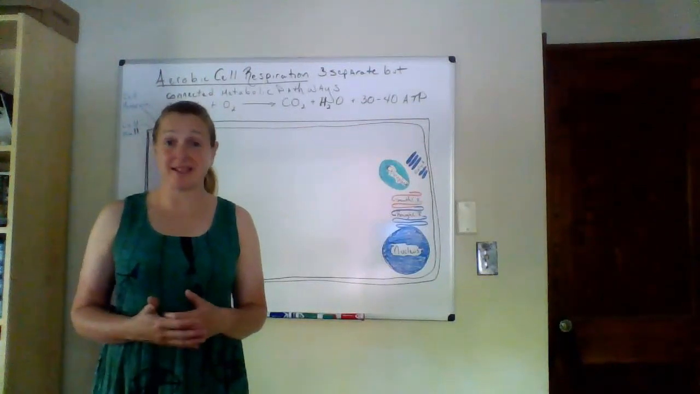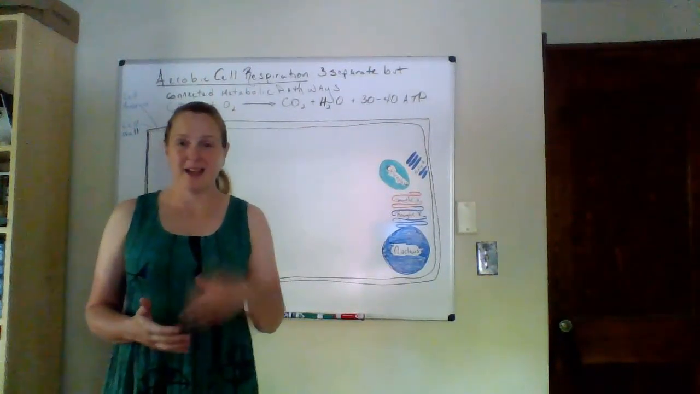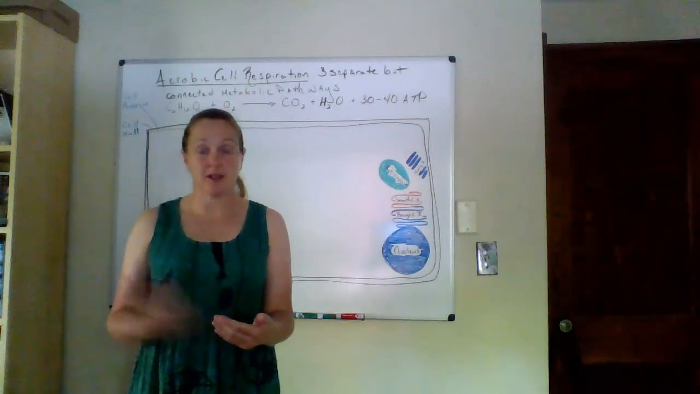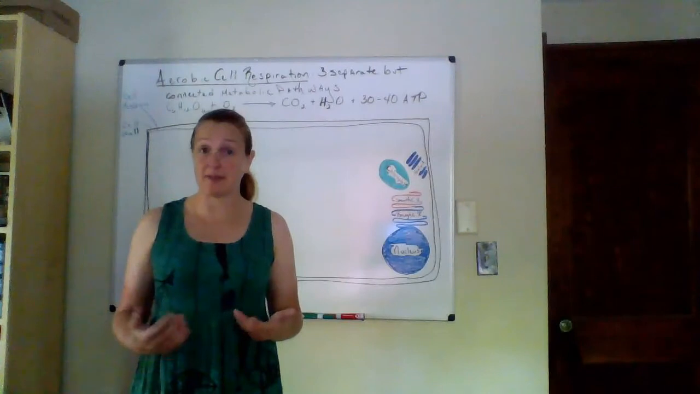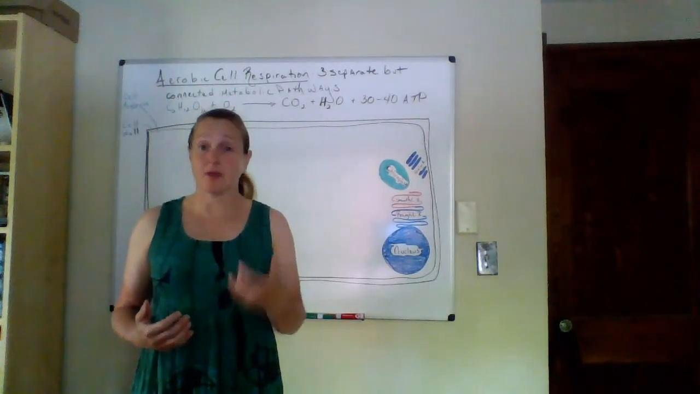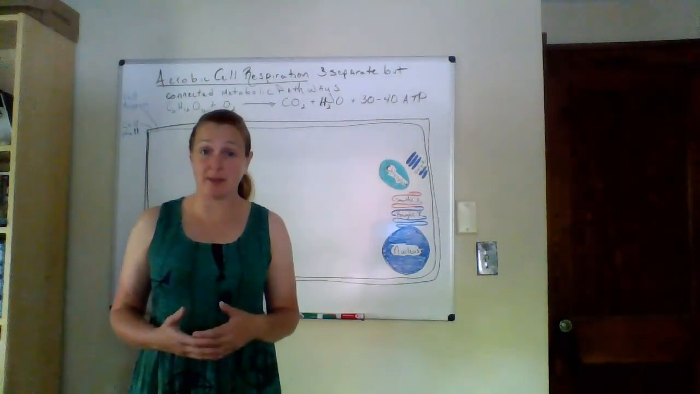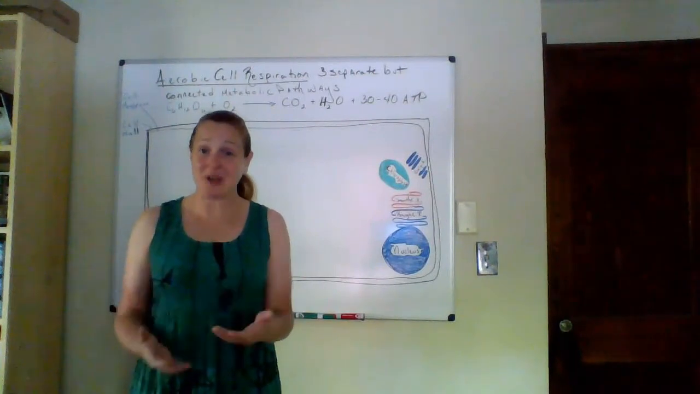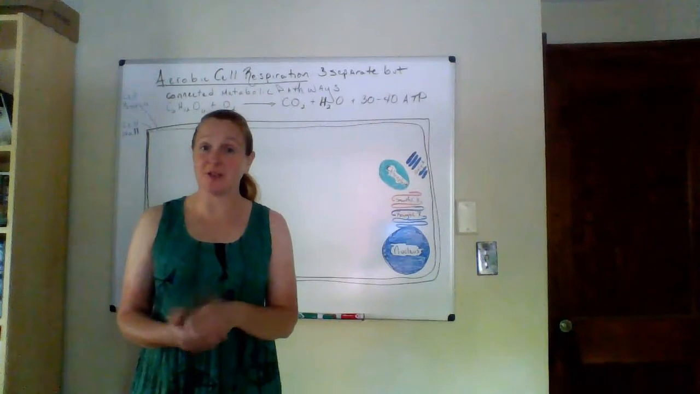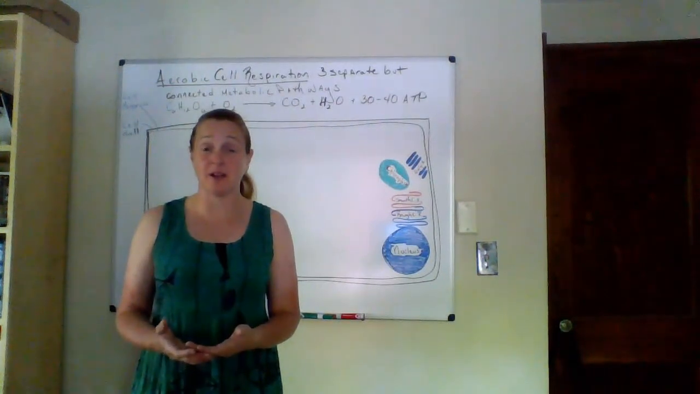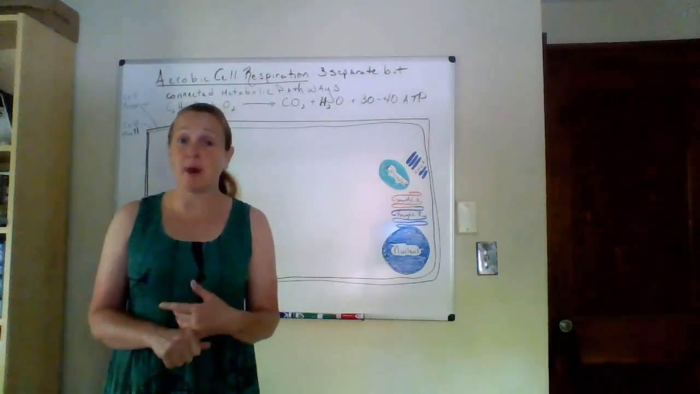Let's look at aerobic cellular respiration. Now, aerobic cellular respiration, at least from our point of view, is going to be three separate but connected metabolic pathways for essentially taking that really, really stable glucose molecule and turning it into ATP energy. Those ATP energy molecules can then be used inside of our cell to do things like run those pump proteins.